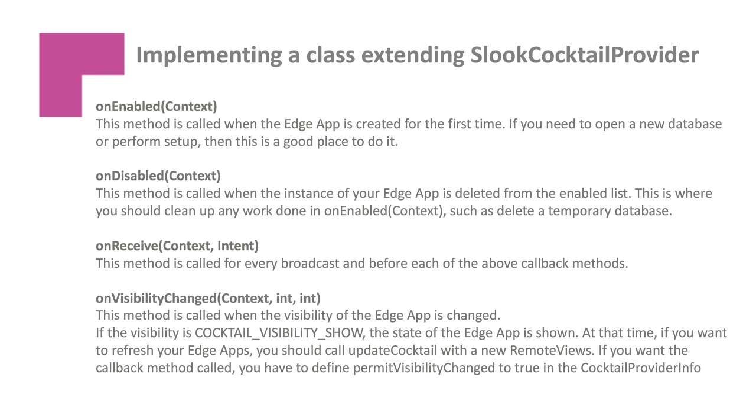Then there is onEnable. It's specifically for once the user disables or enables your edge application. So there is onEnable and onDisable. Then there is onReceive. This method is called for every broadcast before all of the above callback methods. And then visibility change is once the user swipes between different panels and it comes to your edge panel. That's when you can capture the visibility change status. Again, for this, you need to mention onVisibilityChange under the metadata file as true. Then only you can capture this event.